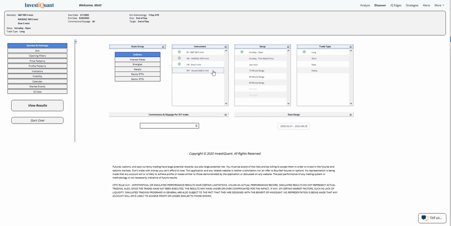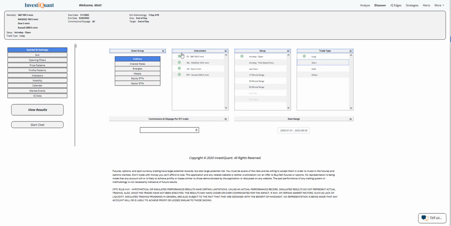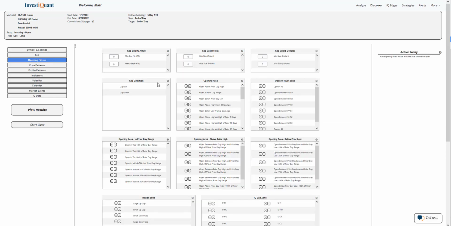I'm going to grab all four instruments. The setup will be based upon entering the market long at 9:30 a.m. Eastern Time and exiting at 4:15 p.m. Eastern Time. Now, the overnight session is seeing more weakness following the weakness from Friday, so we are trading below Friday's low. I'm going to add that here in the opening area section. I just hit equals next to open below prior day low.